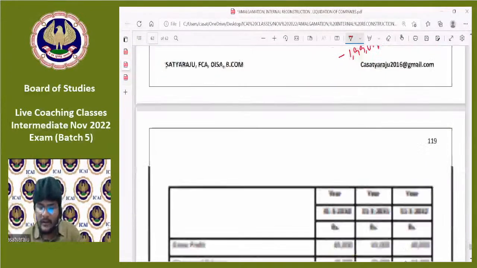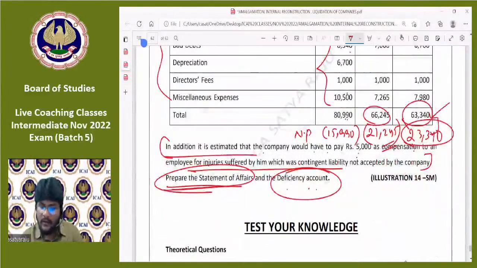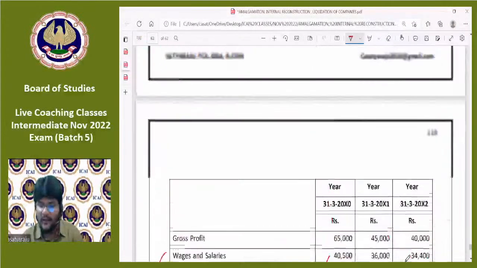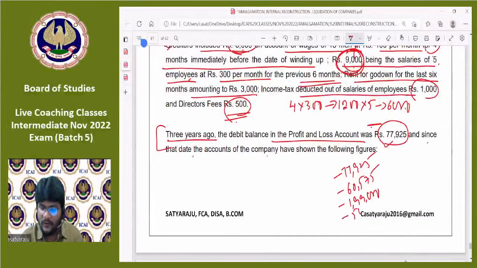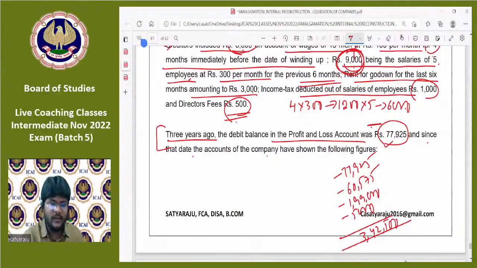Not only this, guys, another loss is also there, which was the loss for compensation. Tell me, guys, 5,000 we are paying as abnormal loss actually. That 5,000 is also a loss, minus 5,000. Can you please make the total here? 77,925 plus 60,575 plus 1,99,000 plus 5,000. Total, I am getting 3,42,500. How much is the deficit as per the statement of affairs?